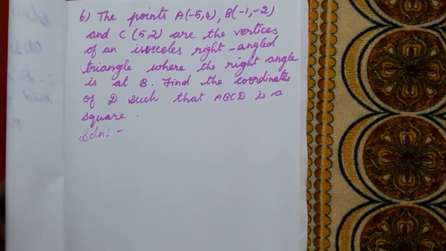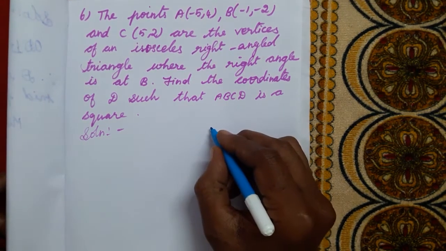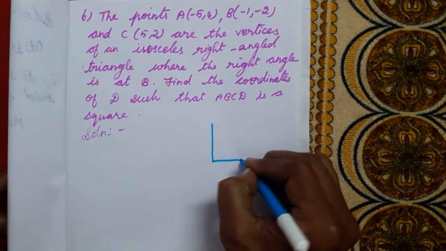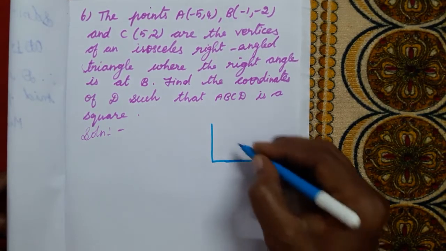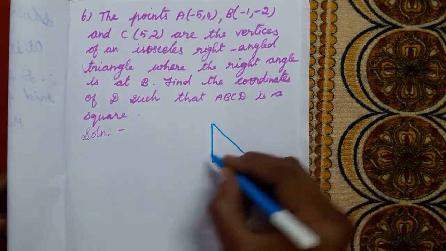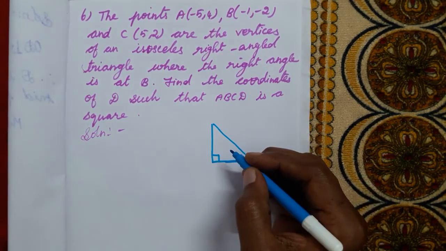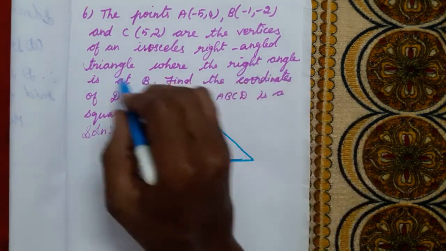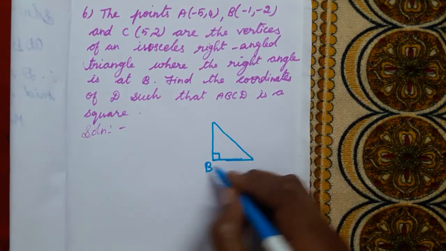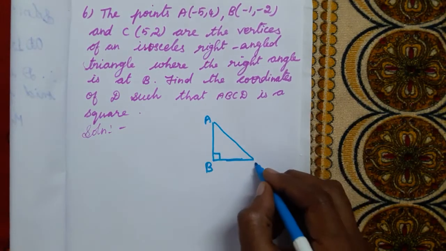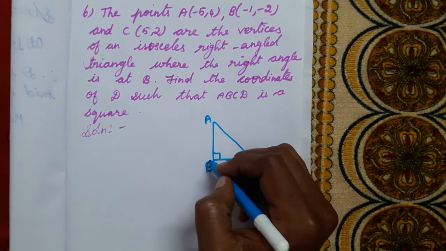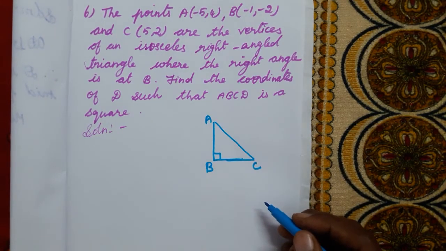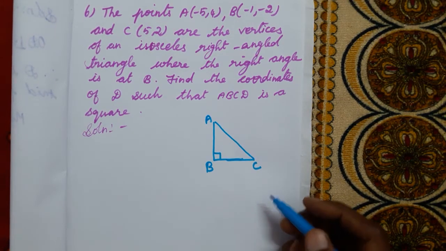Next, sixth problem. The points A, B, C are the vertices of an isosceles right angle triangle. Please listen here. It is a right angle triangle with the right angle at B. So A, here C, like that. From the given, AB is equal to BC.